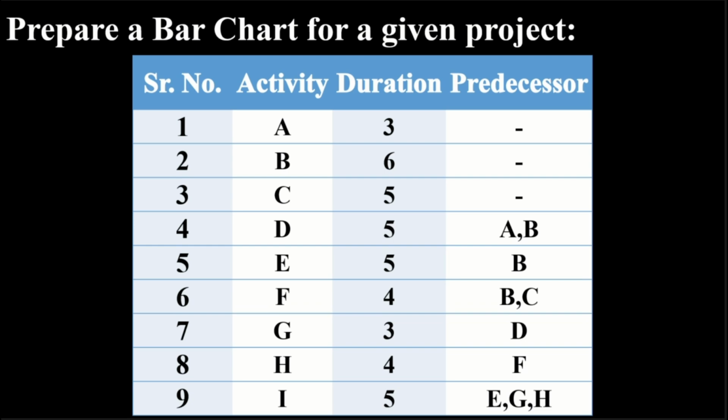Now, let us see some examples and learn how to prepare a bar chart for a given project. Before preparing a bar chart, let us understand the given project. The table provided outlines a set of project activities, their predecessors, and duration.